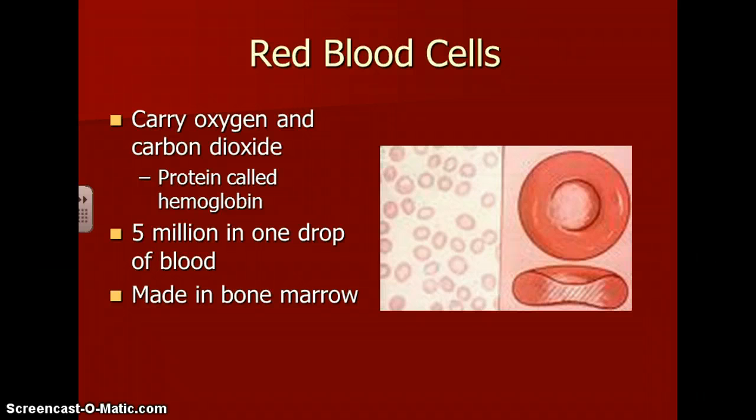So back to the components of blood. We have red blood cells, which carry oxygen and carbon dioxide. They have a protein in them called hemoglobin. These red blood cells are made in bone marrow, and there are about 5 million of them in one drop of blood. So you have lots and lots of red blood cells.